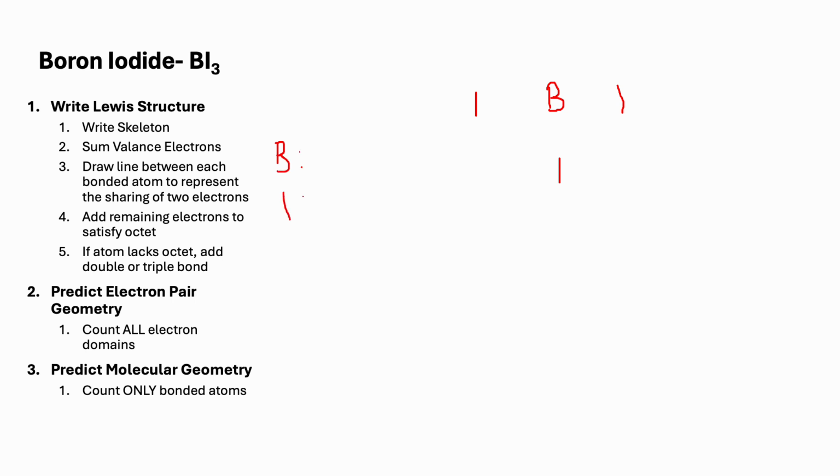So boron and iodine. Boron has 3 valence electrons. You just find that on your periodic table. Iodine has 7. 'Tis a halogen. And there are 3 iodine, so we multiply 7 by 3, and that is going to get us to 21. And then we do our sum total of all the valence electrons in the molecule. So that's 21 plus 3, and that is going to equal 24 valence electrons.